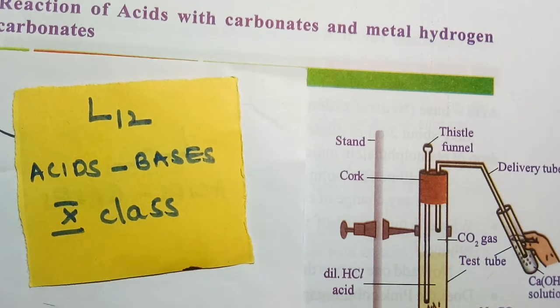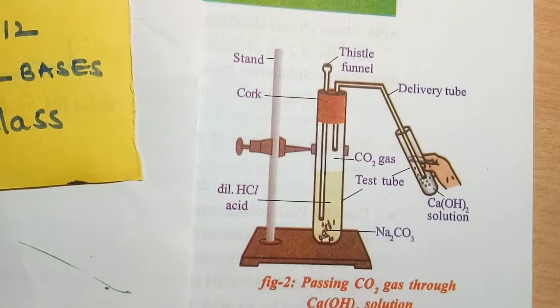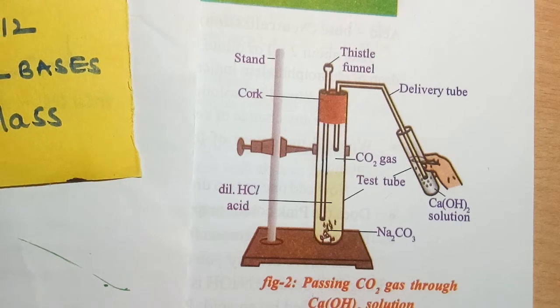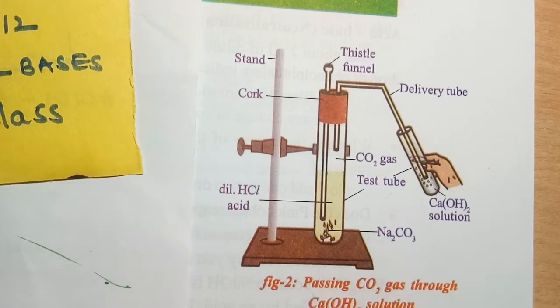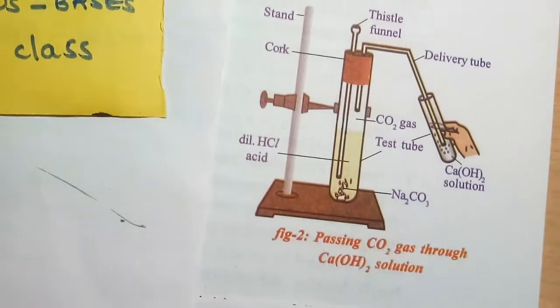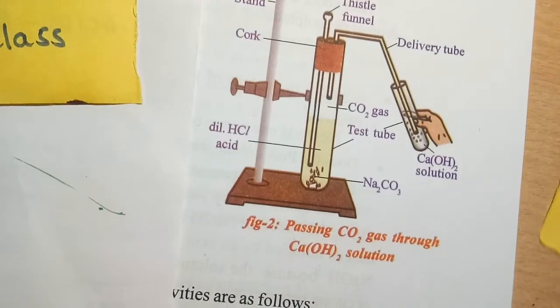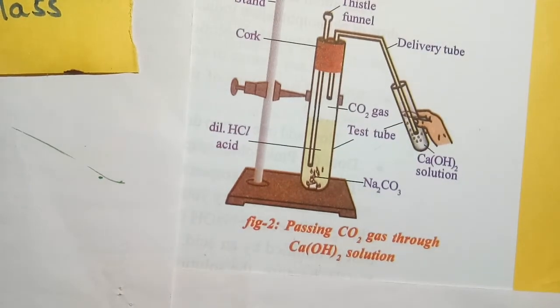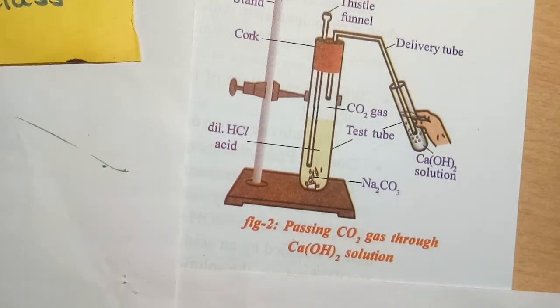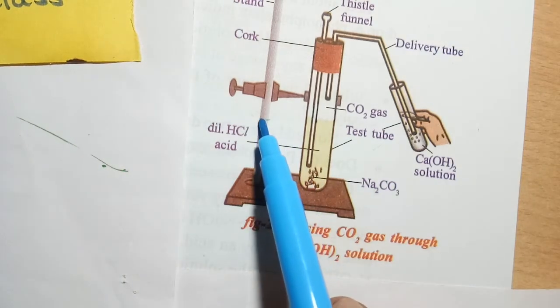In order to perform this activity, we go through a lab activity. In the lab activity, first we should discuss the materials required in order to perform this lab activity. So what materials are required? The first one is a stand. This is the stand.